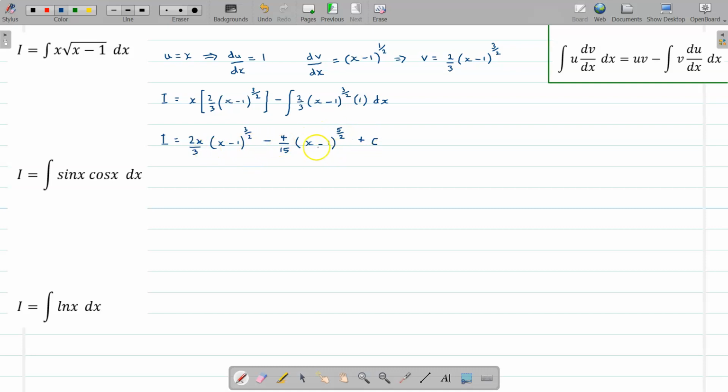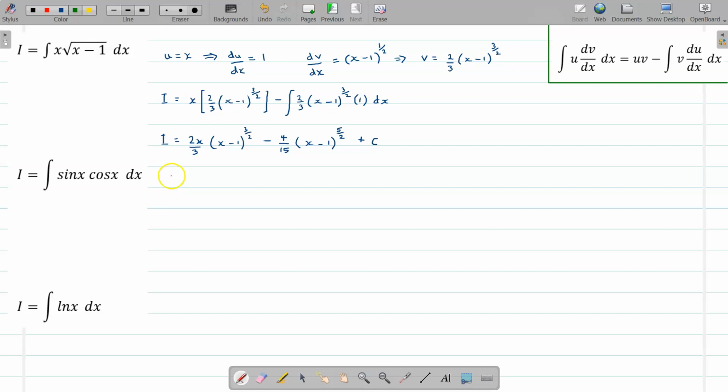So that's a result for the integral, and you could simplify that a little bit by taking out a common factor of x minus 1 to the 3 over 2, but I'm going to leave it like that for the purpose of this video. Now the next one we're going to look at is this one here. I'll do this in a different colour. This is the integral of sine x cos x. Now again, you could easily do this by substitution or recognition, because you have the differential of something next to itself. But we're going to use parts and show that it can work that way as well.